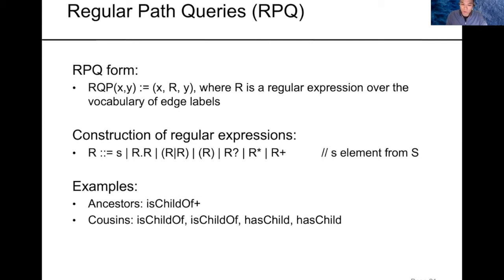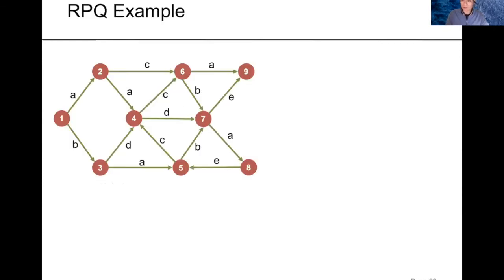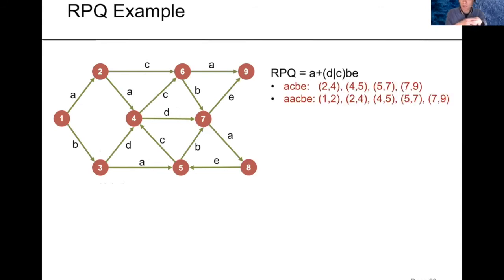Is child of and has child of. Okay, let's look at an example about regular path query. In this regular path query, start from label A plus, and then followed by D or C, and then followed by B and E.